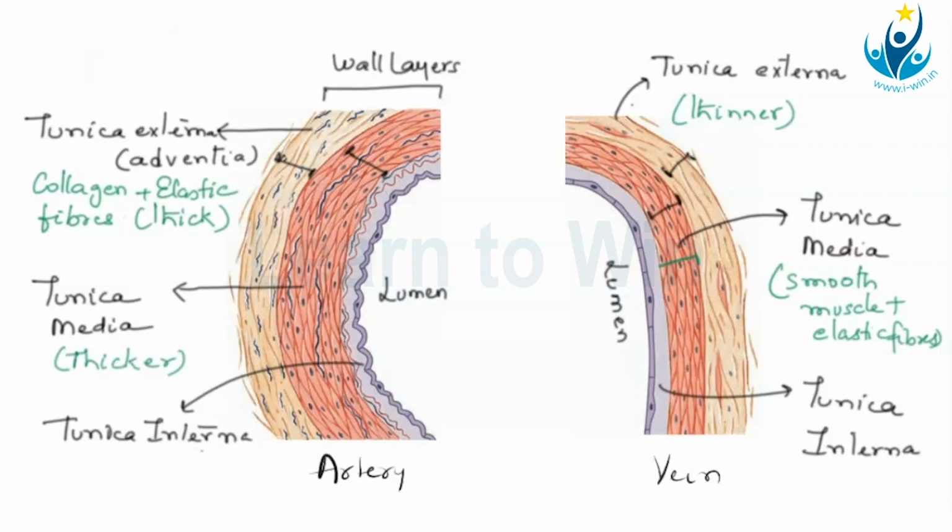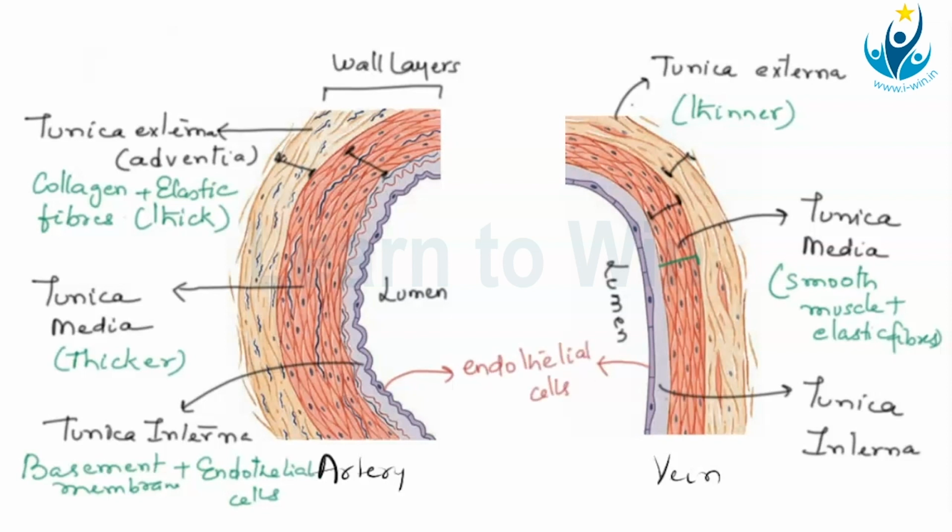Okay, next is the tunica interna. Tunica interna consists of a basement membrane and endothelial cells. So if I have to put it, these blue cells here are our endothelial cells, right? And this structure here is the basement membrane.